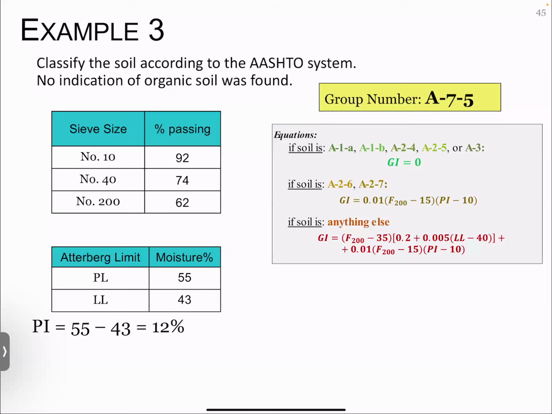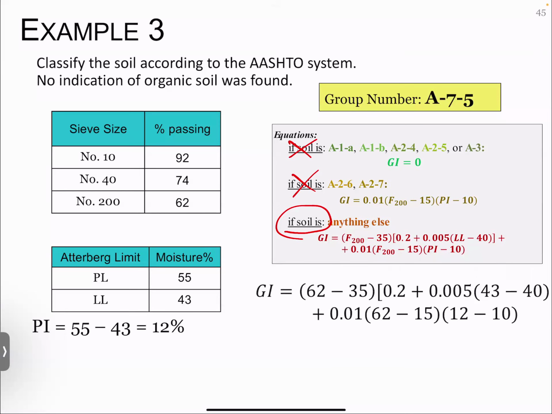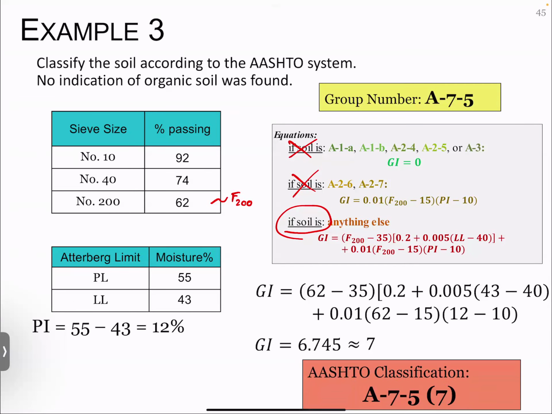Okay, what we have to do now is still find our group index. So we know it's not this, we know it's not this. Now we need to use this larger equation here. Just be very careful plugging everything in correctly. We have 62% as our F200, and then obviously our liquid limit and our plasticity index are also shown in there. So our GI in this case is 6.75, whatever, which is going to round up to 7. So the classification would be A-7-5, group index of 7.